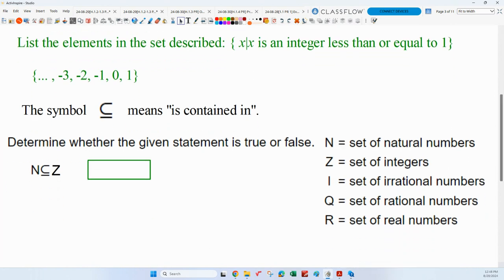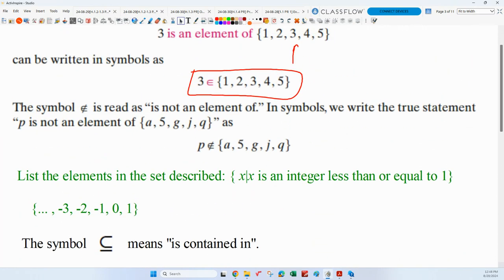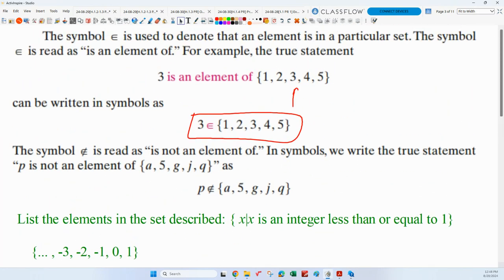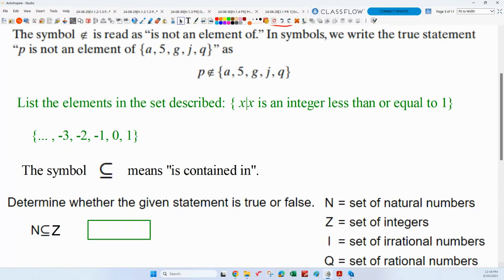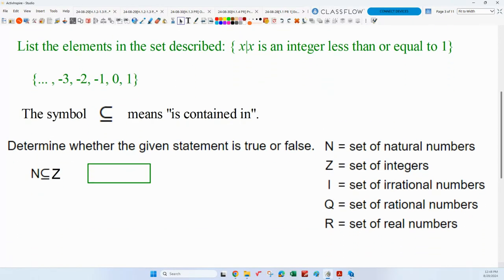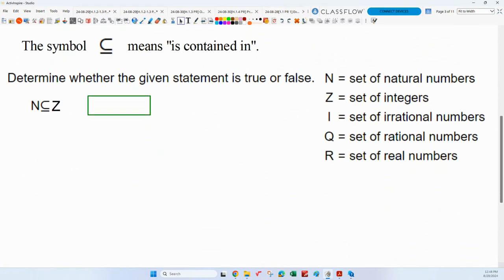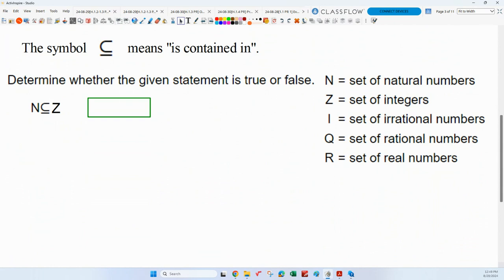Okay, last symbol is really similar to this symbol, right? Remember, this one meant is an element of. This symbol means is contained in, and there's a really small difference. If I were going to say, let's look at this statement right here. We're going to say capital N is the set of natural numbers.